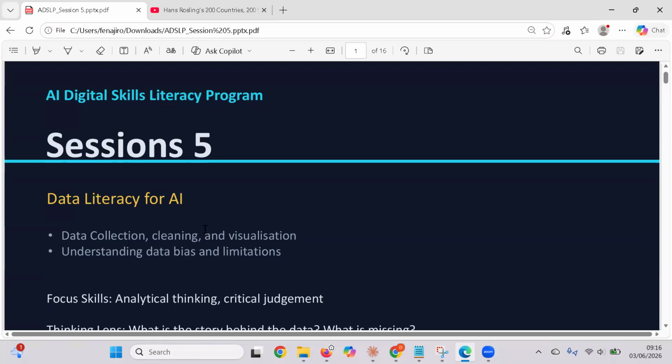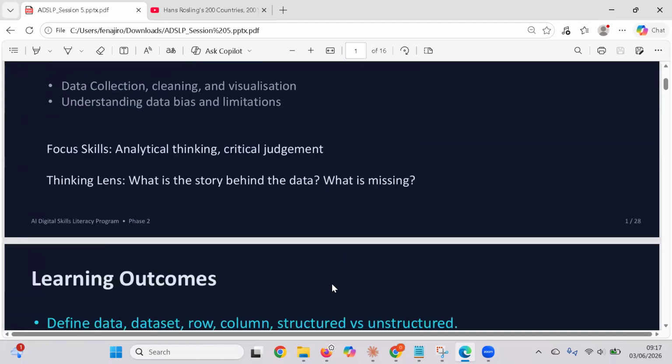You collect data, then data cleaning. If the data is rough, we clean it up. Then we go to data visualization. We visualize the data that was collected and cleaned. Then we understand what we call data biases and limitations. Again, we always know our focus key. In this session, our focus key is analytical thinking and critical judgment.